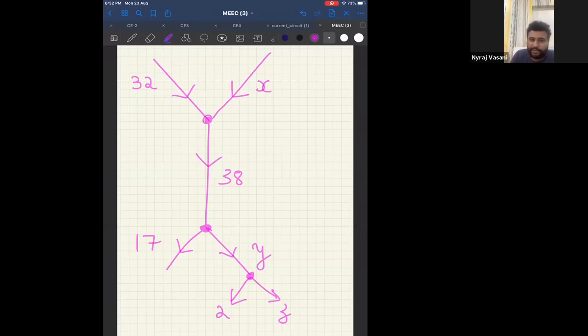This is all about KCL. Good news is KCL is done. Bad news is the important part in current electricity is KVL, not KCL. So now we'll have to go to KVL. KVL is actually very easy, but it is a little bit badnaam. You know what is badnaam? The total reputation of KVL is gone because people don't know how to analyze.